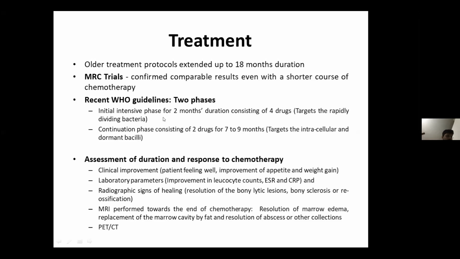The initial intensive phase should be for 2 months duration and should consist of a 4 drug regimen. The principle of this initial intensive phase is to target all the rapidly dividing bacteria. And there is a continuation phase which consists of a 2 drug regimen for 7 to 9 months. These are for the dormant and intracellular bacteria, to prevent any relapses.